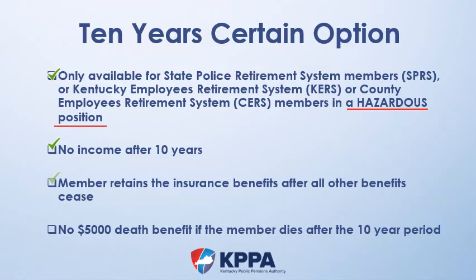After the 10-year period, the member retains their health insurance, but all other benefits cease, and neither the member nor the beneficiary will receive further payments. In addition, after the end of the 10 years, there will be no $5,000 death benefit payment at the time of the member's death. Be especially careful when considering this payment option. There will be no income after 10 years, and you could also be subject to an additional tax penalty.